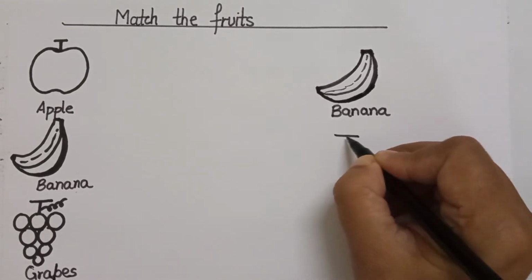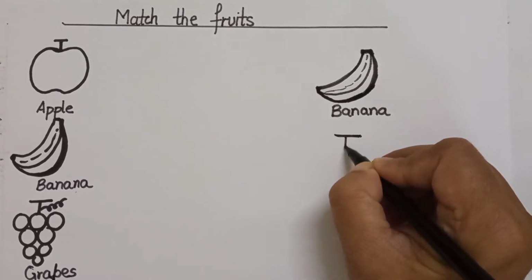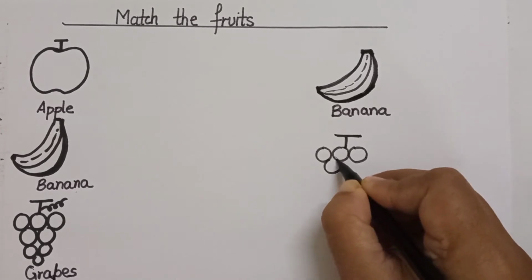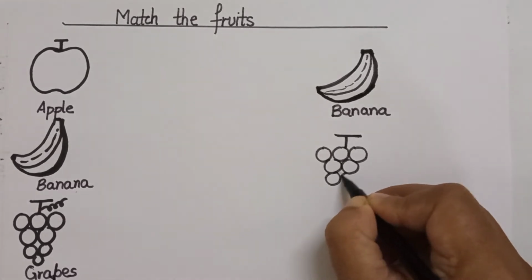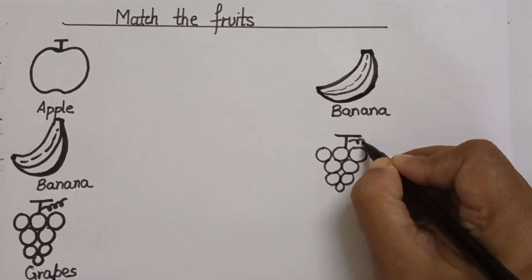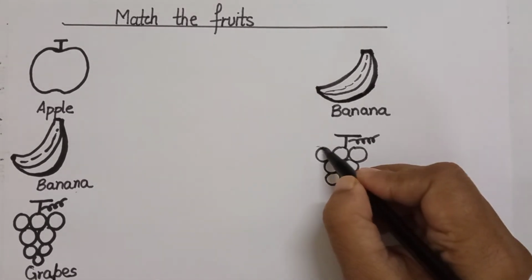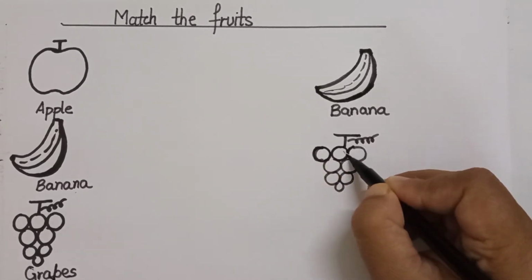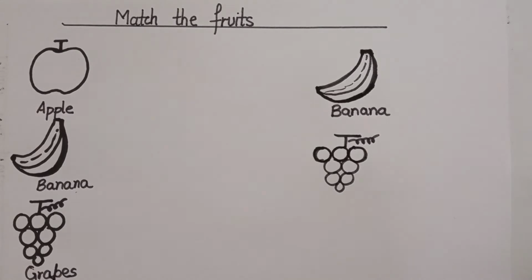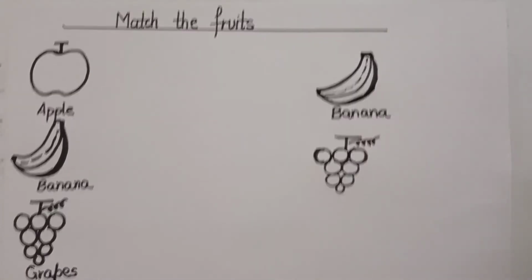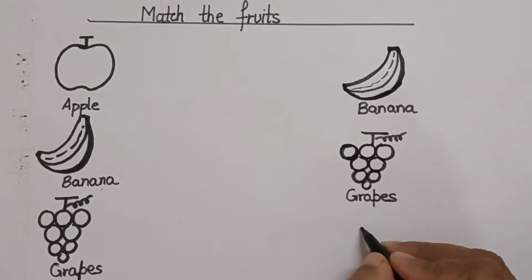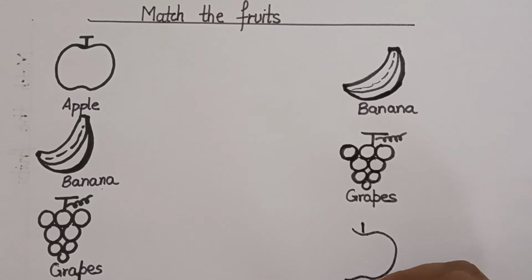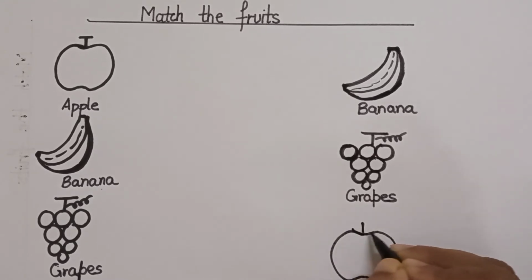So this is your grapes. I can draw the grapes now. So you can draw grapes. And now the last one which is left is, you can even ask the kid, okay, now tell me which one is left, which one shall I draw. So you can ask this, so they will also give you the answer. And the last one which is left is now apple. So this is your apple.